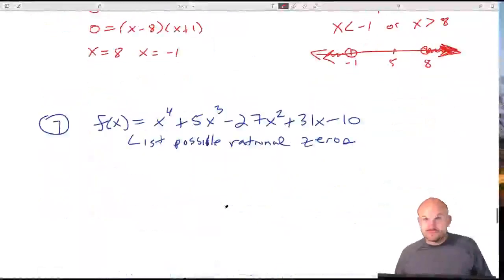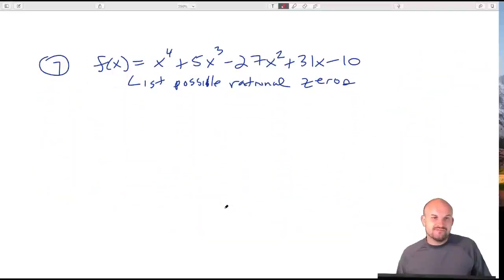All right, last one, at least that I have listed up here. f of x equals x to the fourth plus 5x cubed minus 27x squared plus 31x minus 10. It says list all the rational zeros. The student did tell me that they wanted to know how to find all the zeros by using the guess and check method. And I haven't taught that in 5 years.